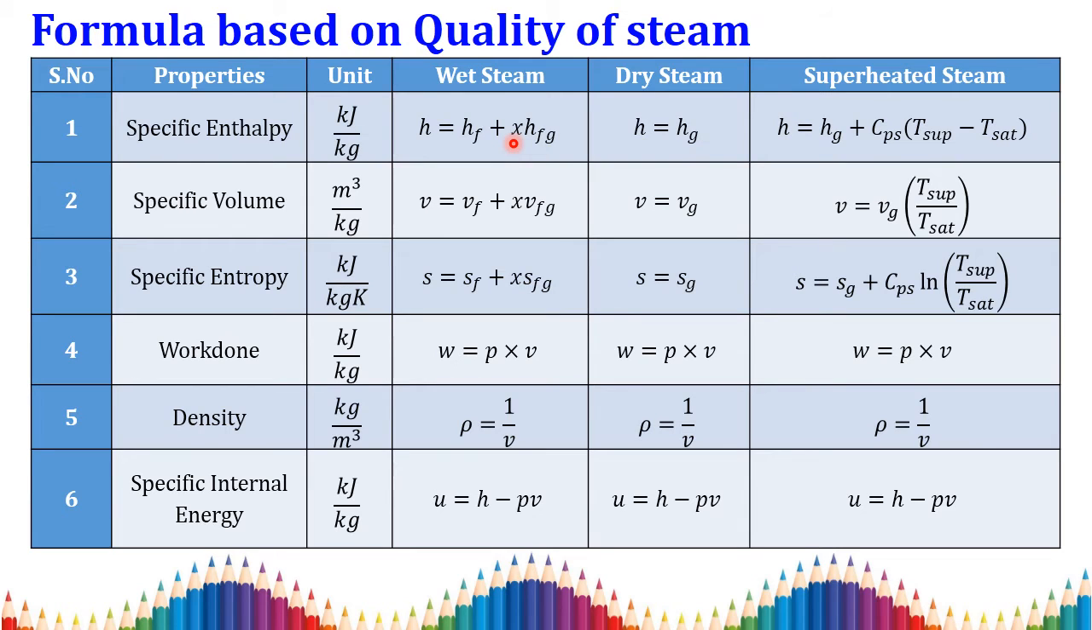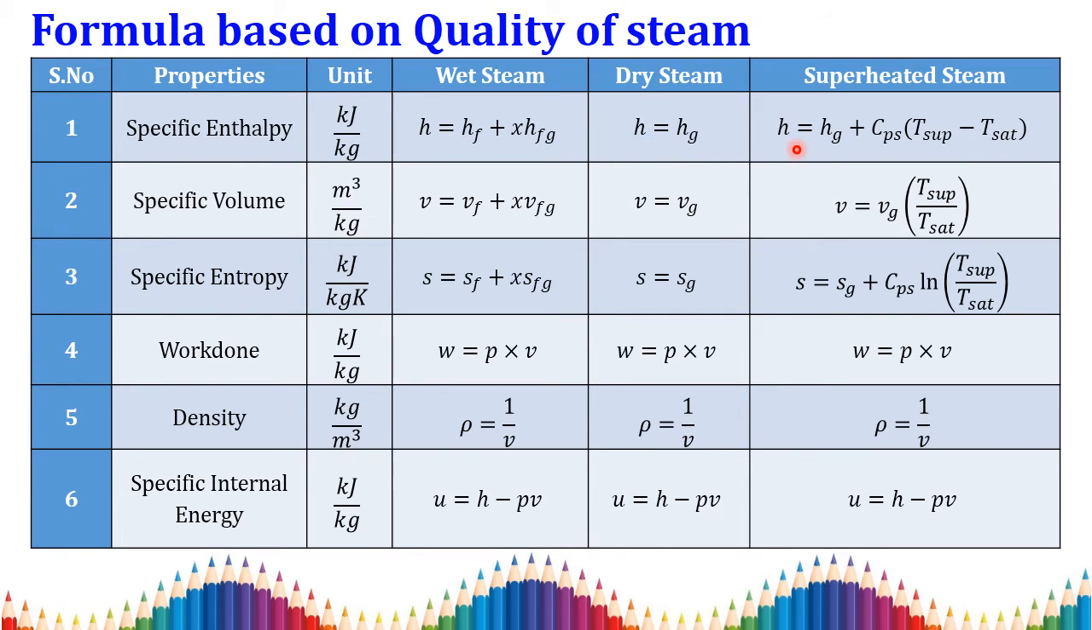What is meant by dryness fraction? That is the mass of vapor present in the total amount of steam, that is mg by (mf plus mg). For dry steam, I already told you that x is equal to 1. You substitute x equal to 1, then it becomes hfg, which can be written as hg minus hf. So plus hf and minus hf get cancelled, and the term will be h is equal to hg here.